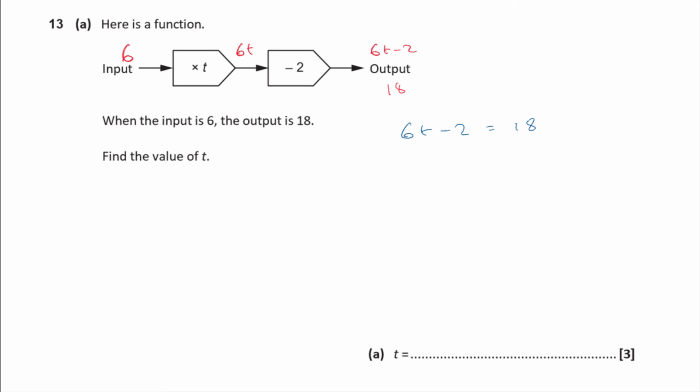Adding 2 to both sides, just to get rid of that 2. That's going to give me 6t is equal to 20, and then dividing both sides by 6. That's going to give me t is equal to 20 over 6, which is 10 over 3. I'm just going to leave it as a fraction, 10 over 3, because I can't be bothered to write down a recurring decimal or round it off. So 10 over 3 is accurate. I'm going to leave it as 10 over 3.